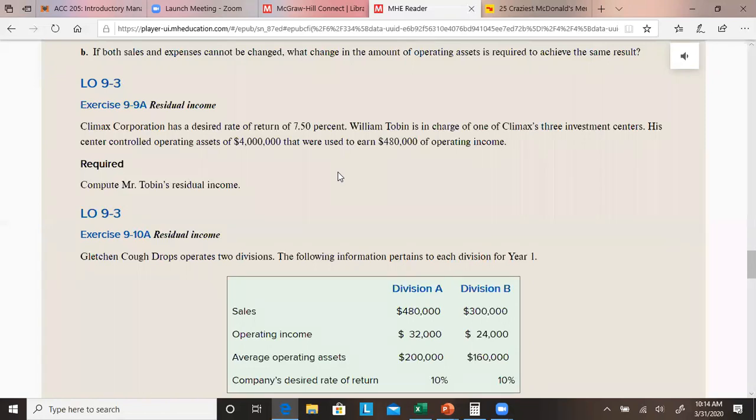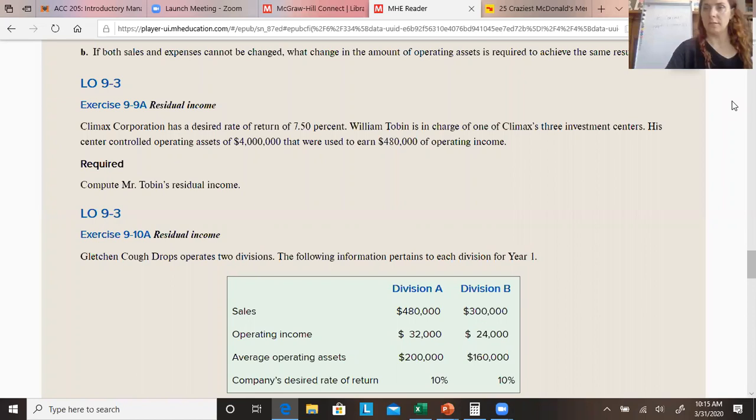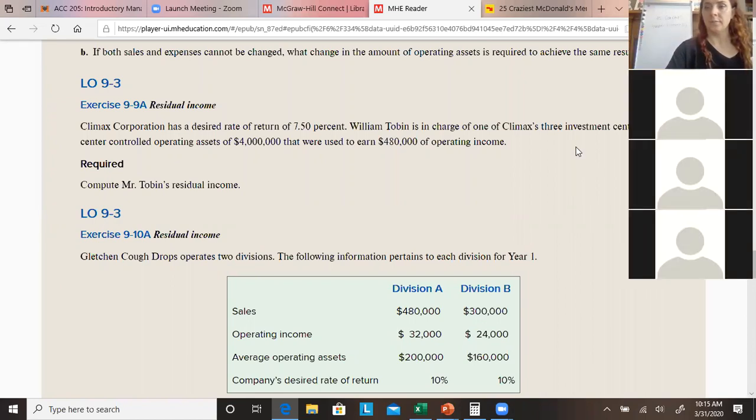So residual income, the formula is your operating income minus your operating assets times the desired ROI. Okay. So in this case, your operating income was $480,000 minus the operating assets of 4 million times your ROI of 7.5%. Okay. And I think you guys can all see the board at this point, hopefully, right? Let me know. So when you do this, that gives you a residual income of 180,000. Are you okay with that? Any questions?